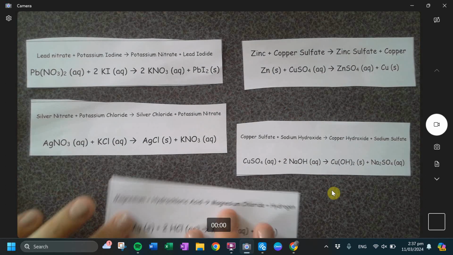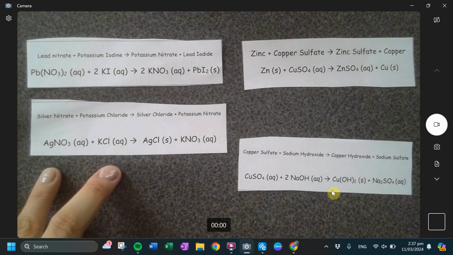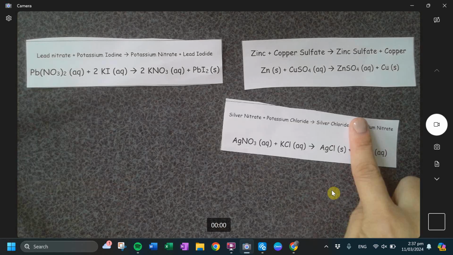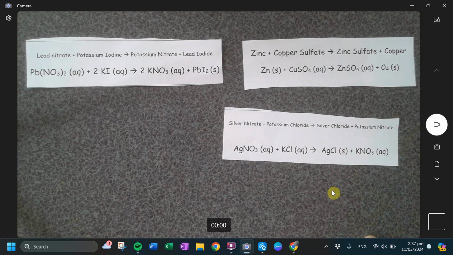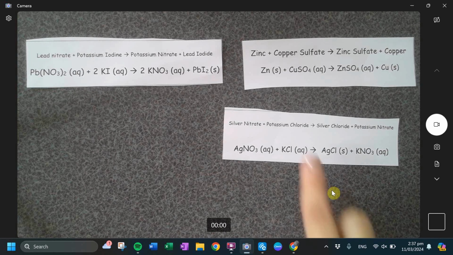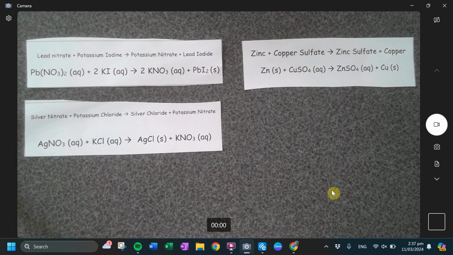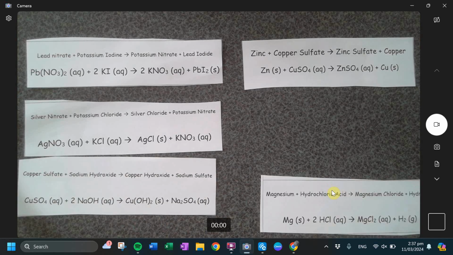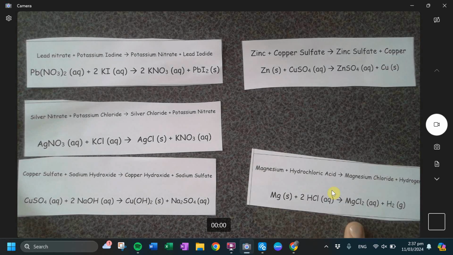They're kind of different. This one, we have two aqueous, a solid, and then an aqueous. Does this one match this one or this one? Left or right? That one, left. This one here, aqueous, aqueous, solid, aqueous. This side. This one here, solid, aqueous, aqueous, gas. It's more similar to this one.